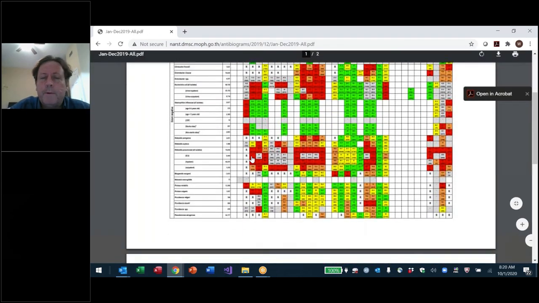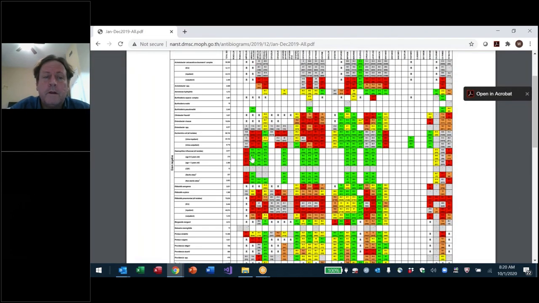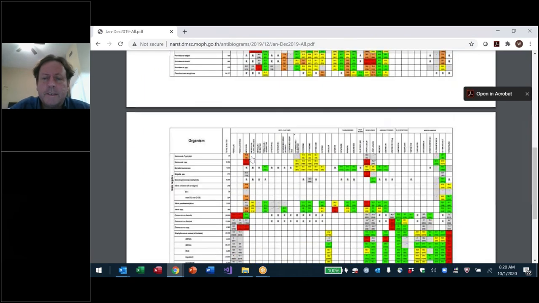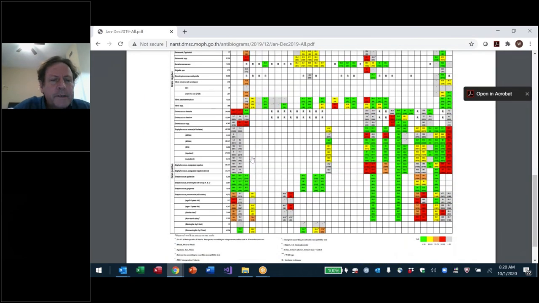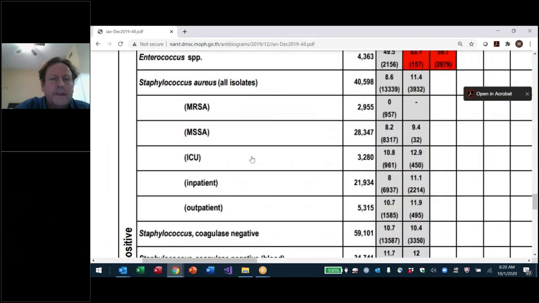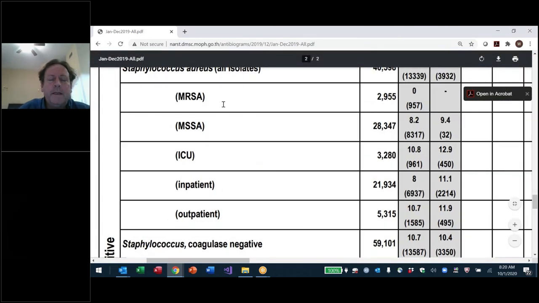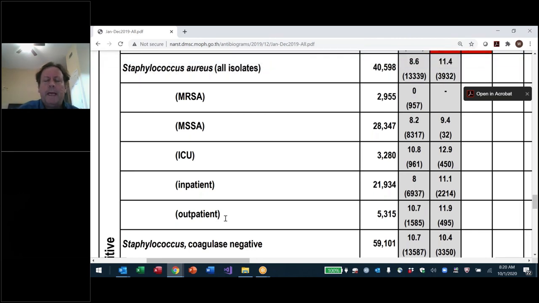2019. So this is a simple drug-bug combination with colors. This is not a report, it's a simple antibiogram. Here you see Staph aureus, and they have separated it into MRSA, MSSA, ICU, inpatient, outpatient. So these are simple epidemiology things that you can do. When they say epidemiology, that's too vague. Epidemiology has so many components. Some elements of epidemiology we can put in easily.